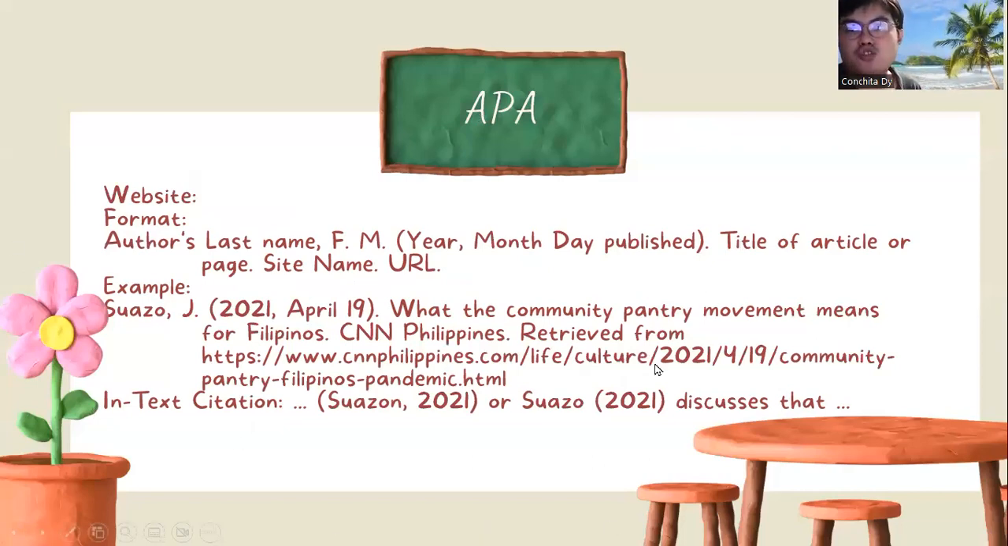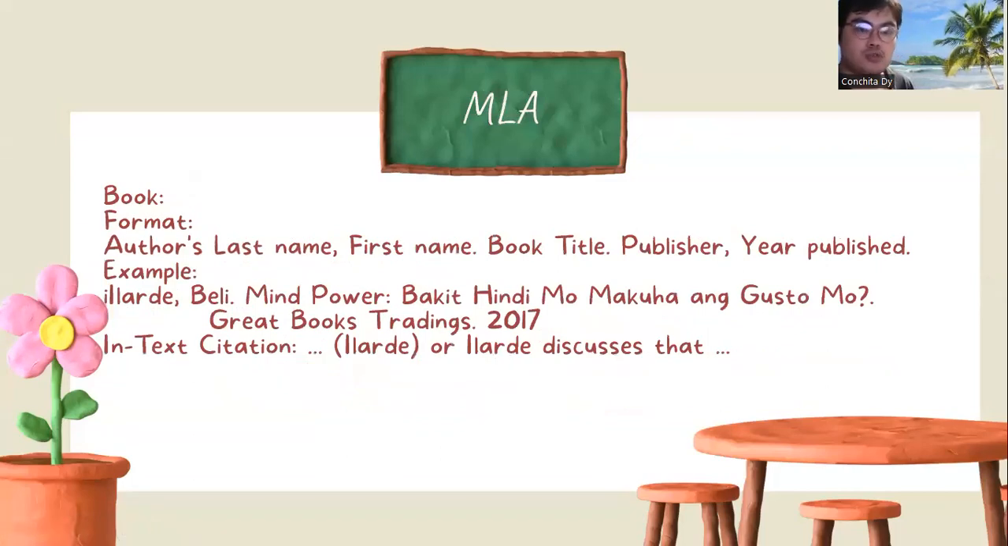If you're going to get news articles, for example, about sa inflation, about sa COVID-19, about, let's say, about sa online education. So as you see, Swazo J., then year, month, day, then title of the article, then ito yung site name, CNN Philippines. Then this is the URL. So this is the author's last name, first initial, year, month, day, title of the article, site name, then URL. URL is also known as site, but yung link mismo.